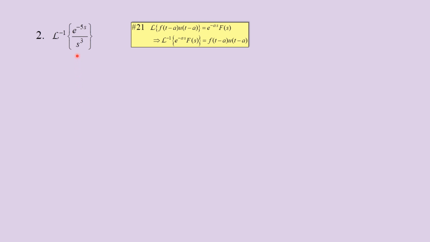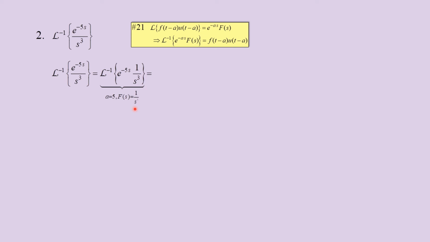Second question, what is the inverse Laplace transform of e to the power of negative 5s divided by s cubed? We are going to apply the inverse Laplace transform of formula number 21, where we have to identify the constant a and the F(s). So let us rewrite the function. e to the negative 5s over s cubed can be rewritten as e to the power of negative 5s multiplied by 1 over s cubed. So it seems that a is equal to 5, and this is certainly the F(s). Okay, so F(s) is equal to 1 over s cubed.